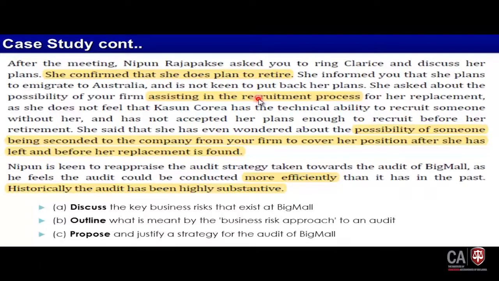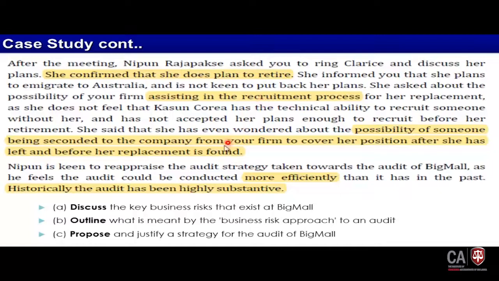She asked about the possibility of your firm assisting the recruitment process. Now, if she is going to go, can the audit firm assist to recruit somebody, as she doesn't feel that Kasun is capable of recruiting the right person? And especially, she is asking, can somebody from the audit firm be seconded to take this role?